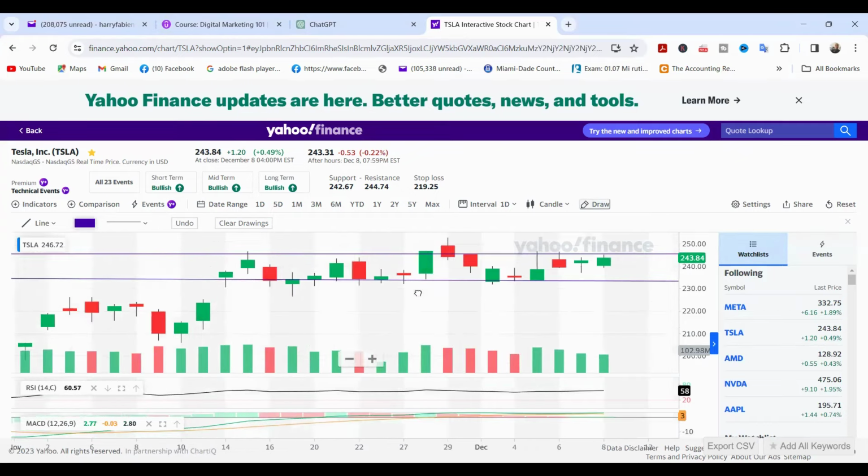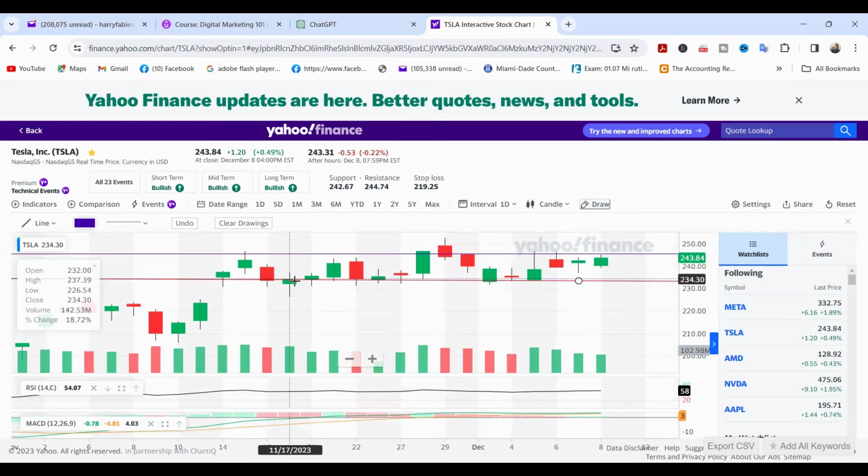Let me move the chart for you. It went back down here, you buy, and you wait for the stock to move up to the resistance, you sell. It goes back down here to support, you buy, and it goes back above the line. As soon as it reaches the line, you sell, and you wait for it to go back to that support, you buy, and wait again.